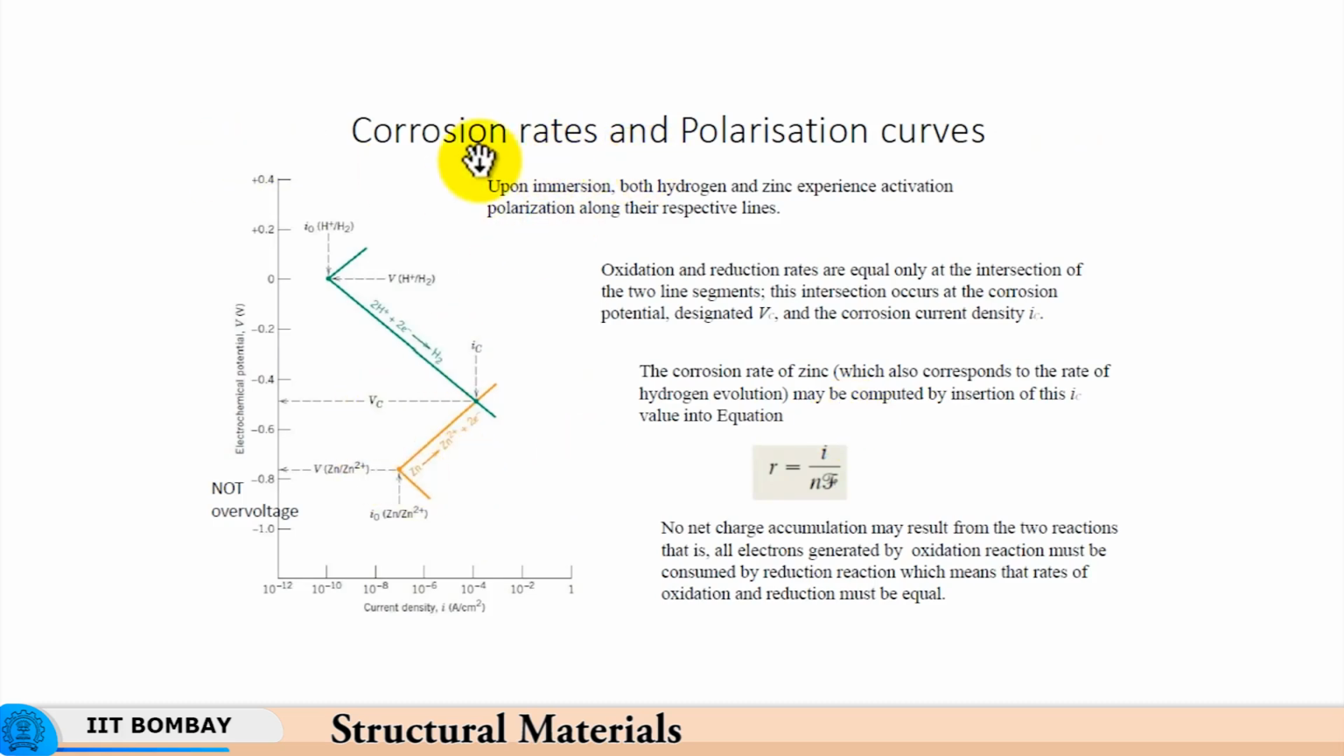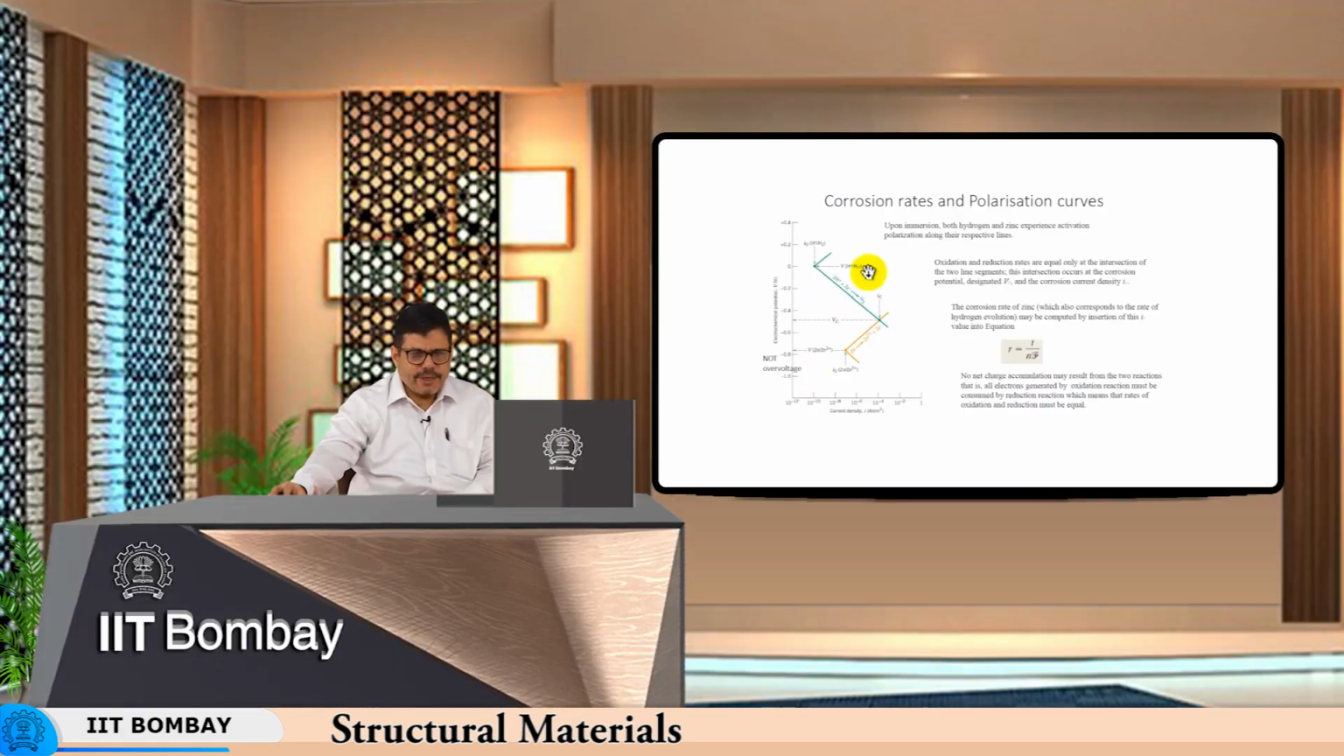So, if you look at the polarization curves and relate them to corrosion rates, we will see how this electrochemical potential with respect to hydrogen can be linked with the different phenomena in corrosion, and therefore, we can predict the corrosion rate. So, upon immersion both hydrogen and zinc, so now we are talking about corrosion of zinc, and the anode is zinc, cathode is hydrogen. So, both experience activation polarization along the respective lines. So, you have this line, let us say for zinc, activation polarization line for zinc.